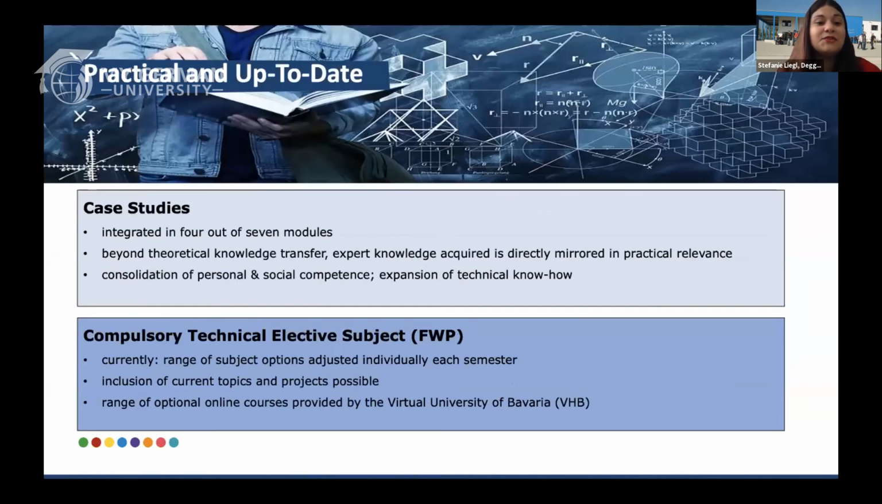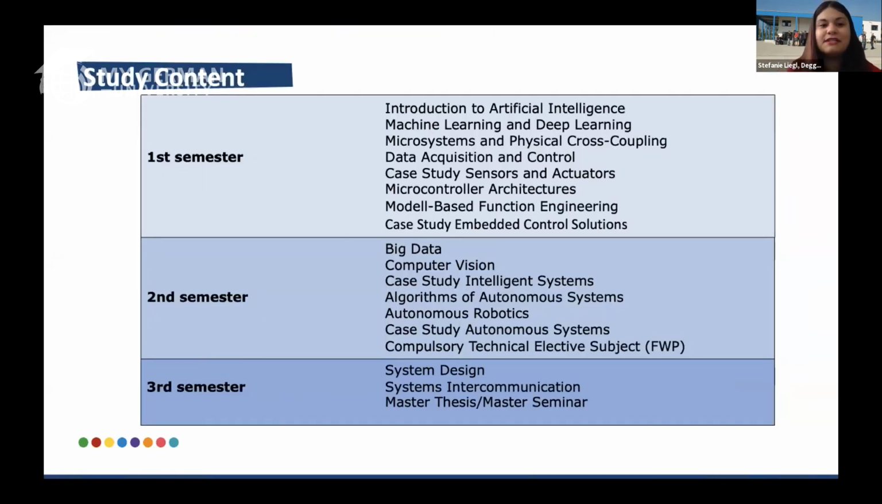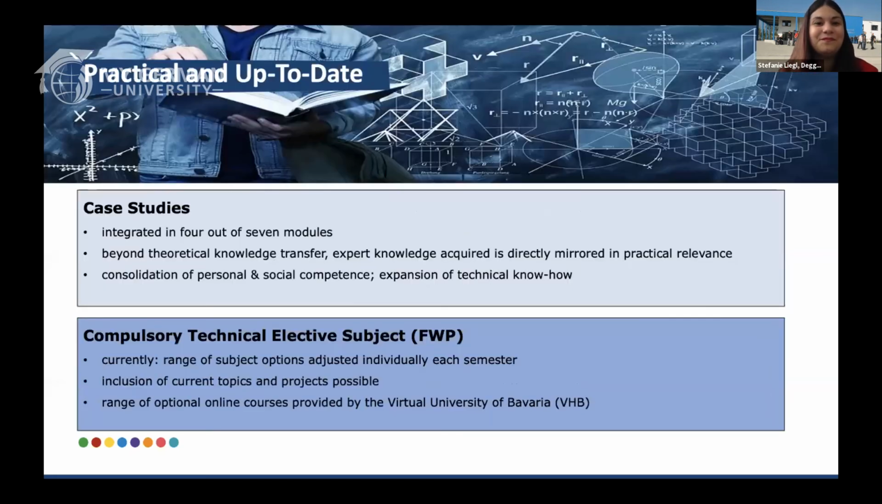In the second semester, you start off with different topics like big data, another case study, and also robotics. And in the third semester, you can see there are just 2 subjects left because you need to focus on your final master thesis. As I mentioned before, case studies are integrated in 4 out of 7 modules, so there's a high practical relevance to this program.